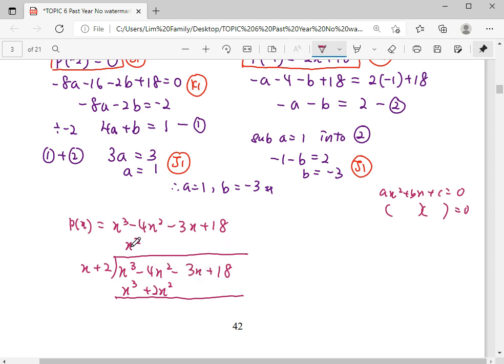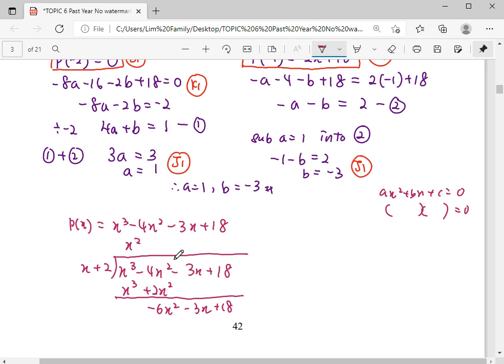Okay, so when we do our division here, we must be able to finish our first term. Like the first process, you're going to finish this term. So when we minus, x cubed minus x cubed, 0. Then negative 4 minus 2, it will become negative 6x squared. For the rest, the following is 0 here. So negative 3x plus 18.